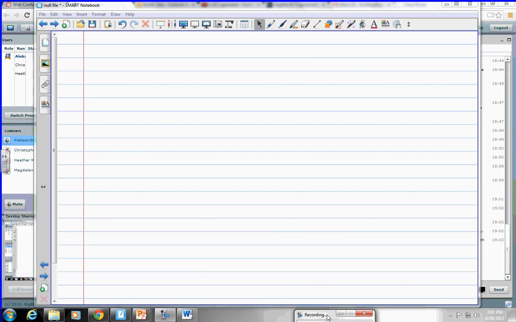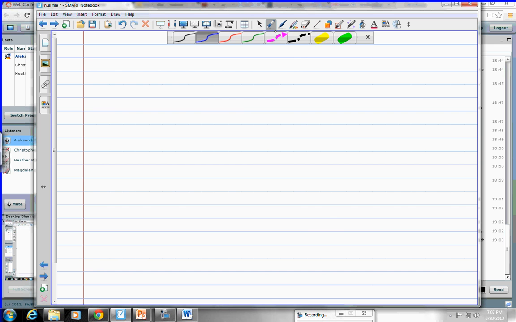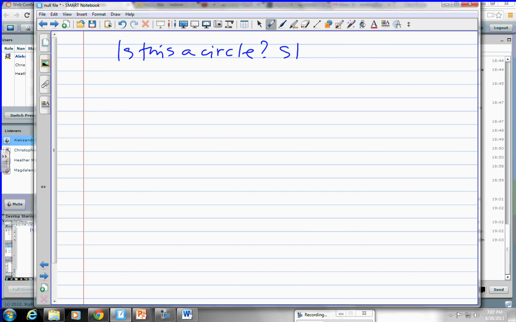Okay, so let's continue this thing. Same question. Is this a circle, with center and the radius? Or similar question. So let me throw some like this thing. Again, is this a circle? Same radius and center.